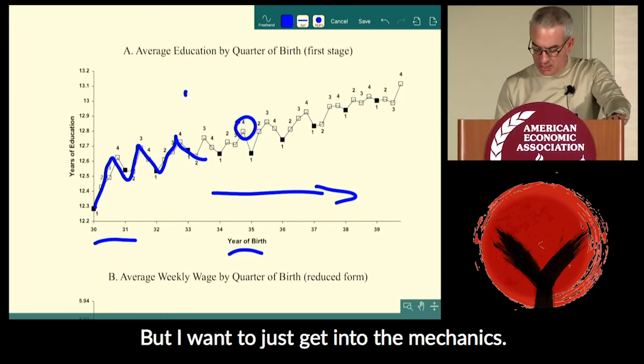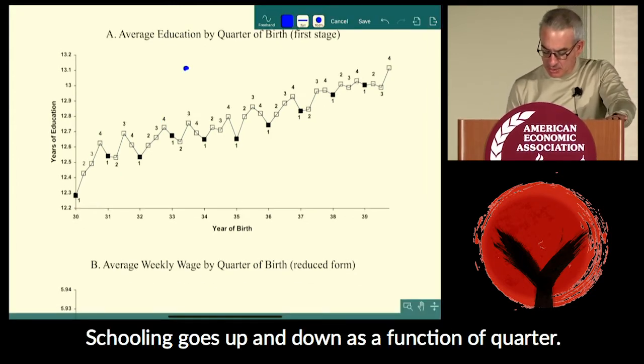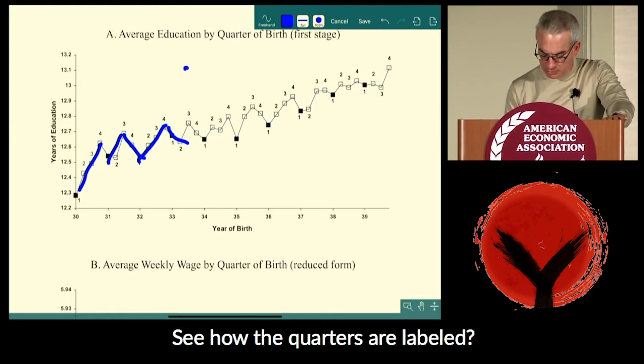But I want to just get into the mechanics. The mechanics go like this. Schooling goes up and down as a function of quarters. See how the quarters are labeled?